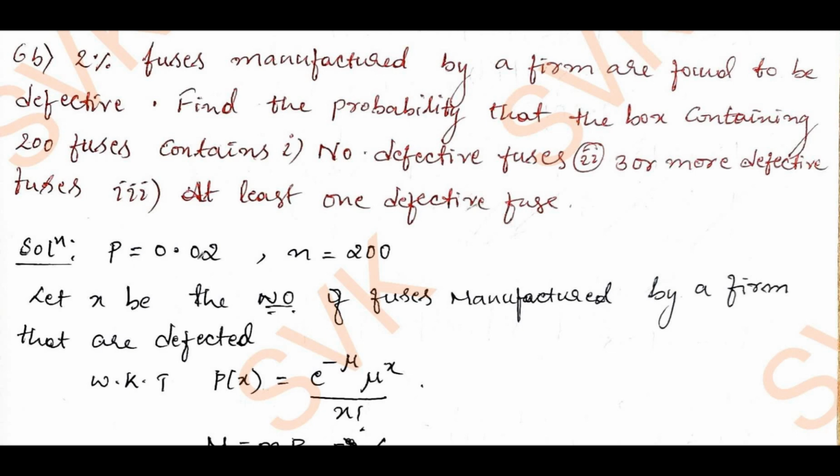We need to use Poisson's distribution, as they have given that the number of fuses is huge here. Therefore we can consider Poisson's distribution. Consider the probability of success, that is p equal to 0.02, and n equal to 200. Let X be the number of fuses manufactured by a firm that are defective.